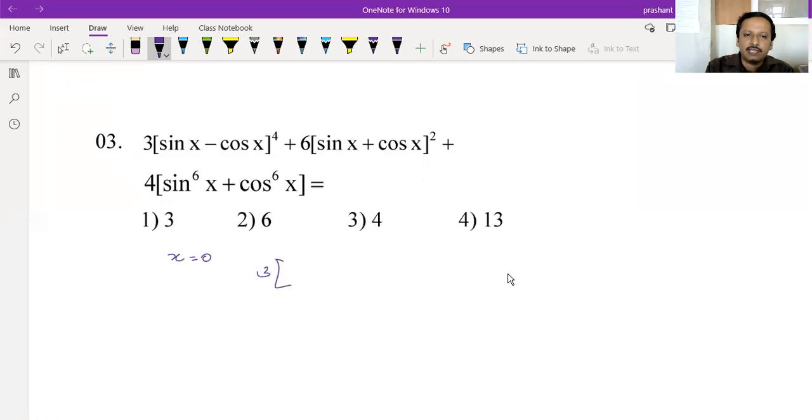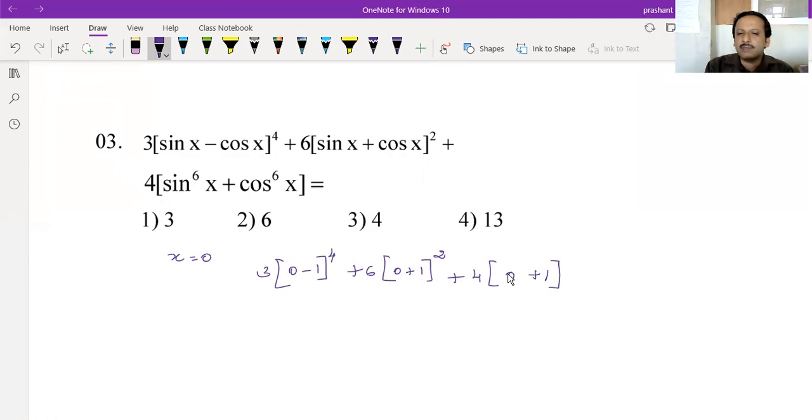So we get 3 into (0 minus 1) whole power 4, plus 6 into (sin 0 is 0, cos 0 is 1) whole square, plus 4 into sin power 6x. 0 power 6 is 0 only. Cos power 6x: cos 0 is 1, and 1 power 6 is 1.